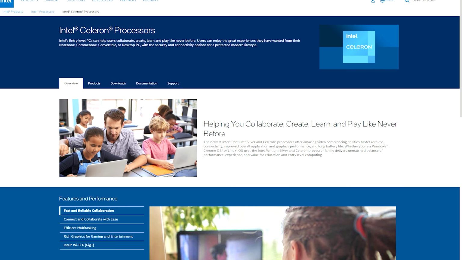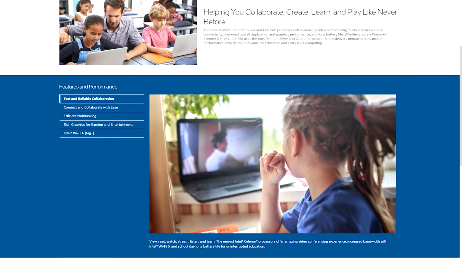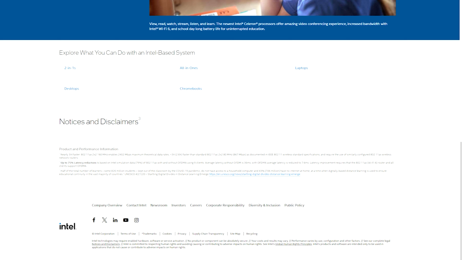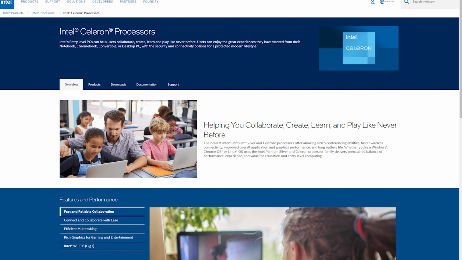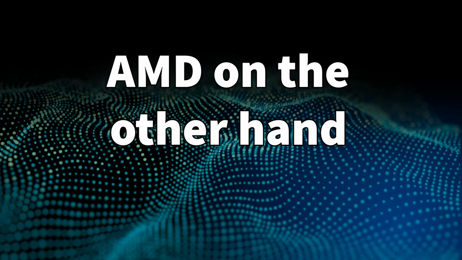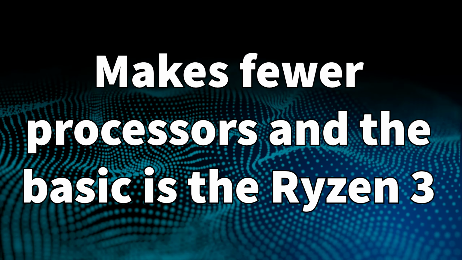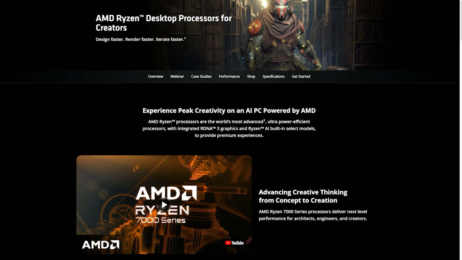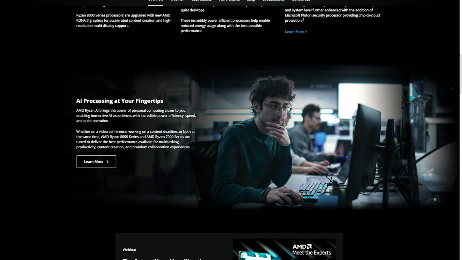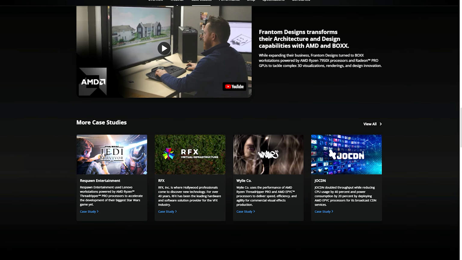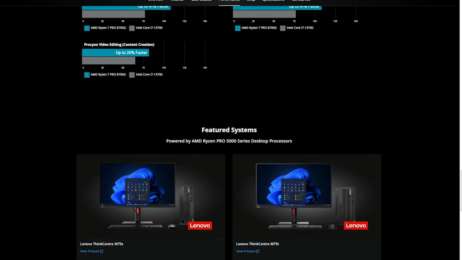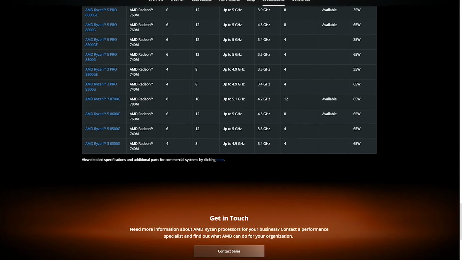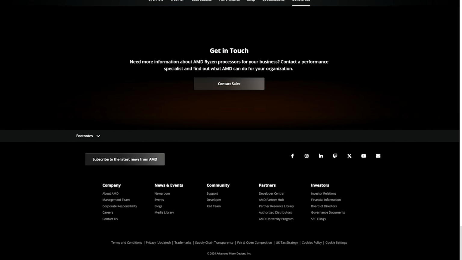Intel has the Celeron, which is the basic Intel processor of the lineup, and it is usually used for laptops. They are terrible, so I don't recommend them for anything. AMD, on the other hand, makes fewer processors, and the basic is the Ryzen 3. The Ryzen 3 is used for gaming PCs also. So you can understand that AMD doesn't care about the very low specs of PCs. You can get a Ryzen 3 of the 4000 series for around £150.